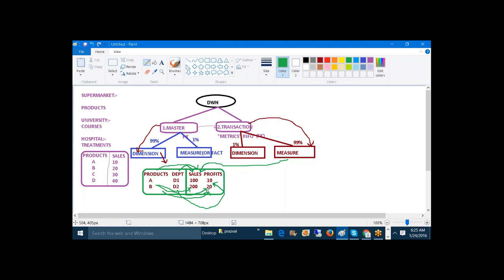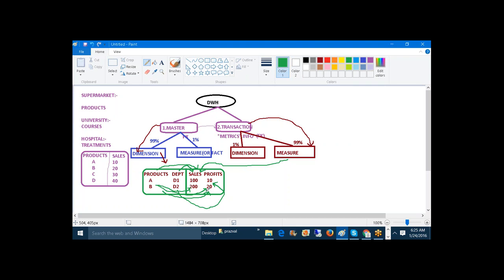So one key thing is, if you want to perform any analysis in real life, not only in BI or Tableau, that analysis is the combination of both the dimension and the measure. It is the beauty of the data warehouse.